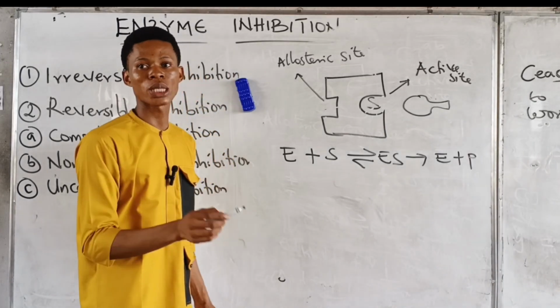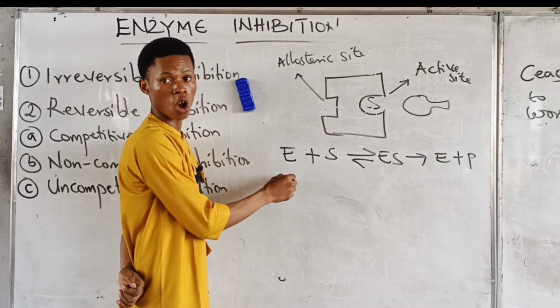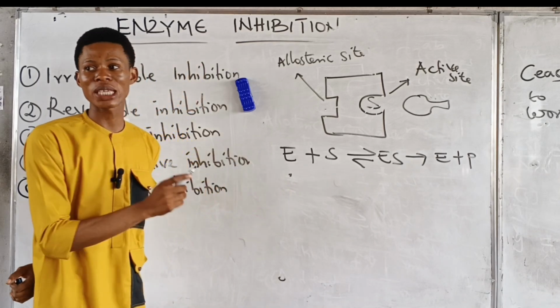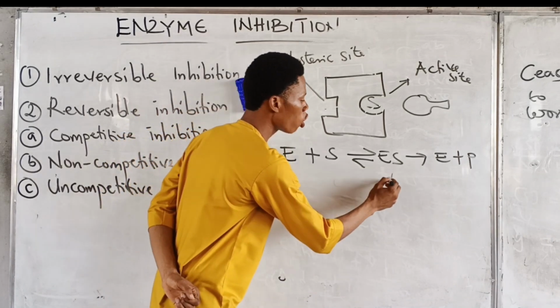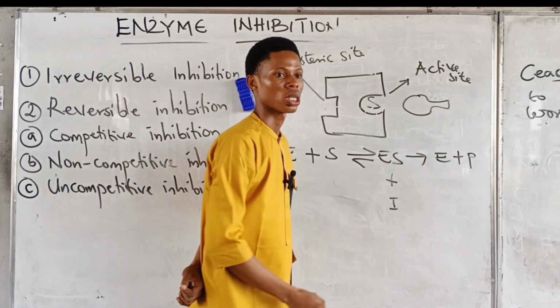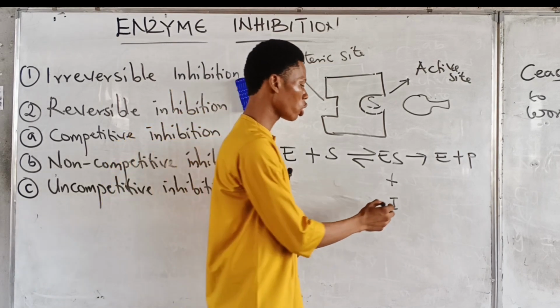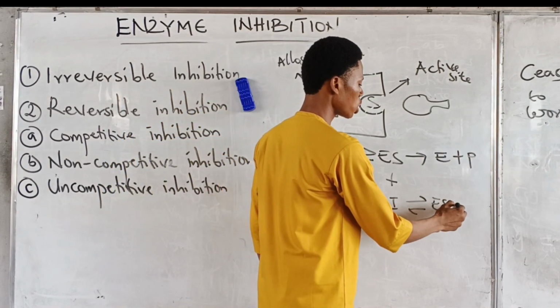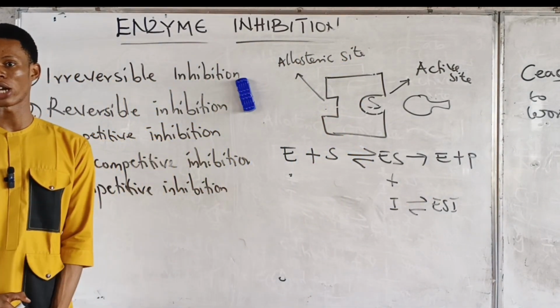Can an uncompetitive inhibitor bind here? No. We said uncompetitive inhibitors cannot bind to free enzyme. They can only bind to what? Enzyme substrate complex. Then when they bind to the enzyme substrate complex, they will now form enzyme substrate inhibitor complex, and they will now inhibit that reaction.